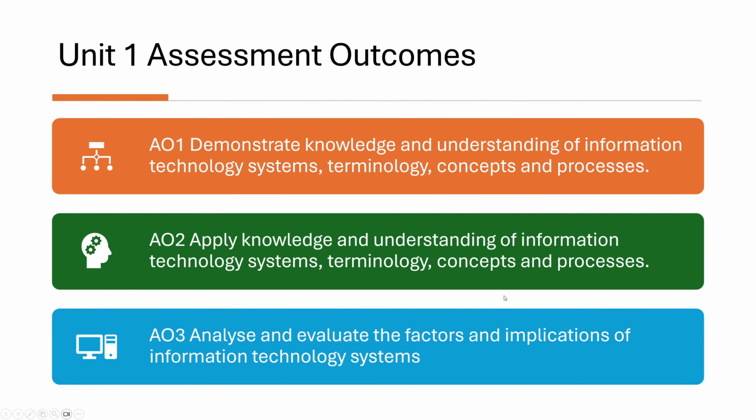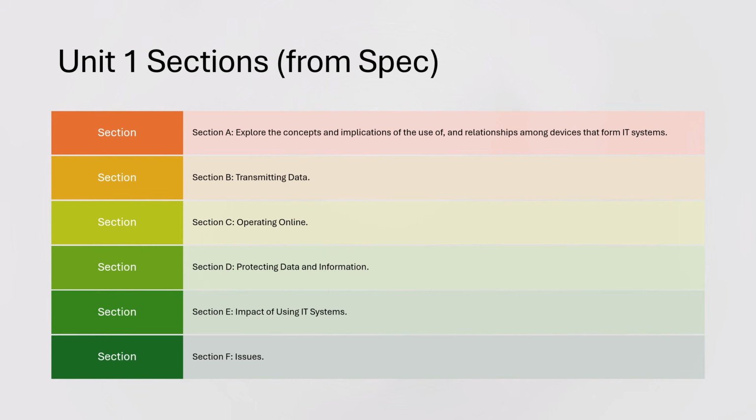Unit 1 has 3 assessment outcomes. We have AO1, AO2, and AO3. I'm not going to read everything on this PowerPoint. It's just to give you some generic information. You can always pause the video and go ahead and read it yourself, or click on the links in the description to get to where you need to get to. The unit 1 sections are section A, B, C, D, E, and F. And again, I'm not going to read everything. This was just copied from the spec.